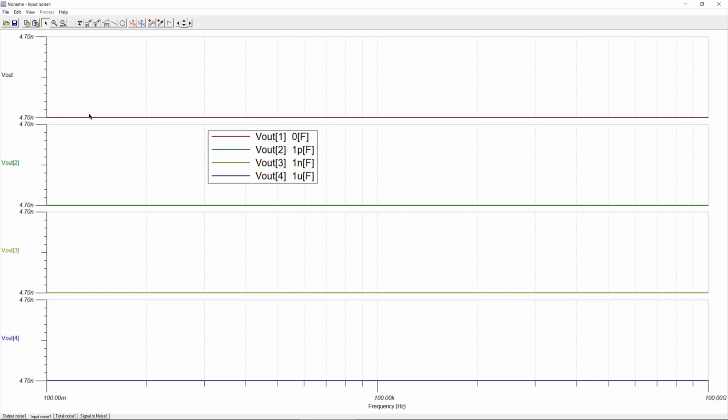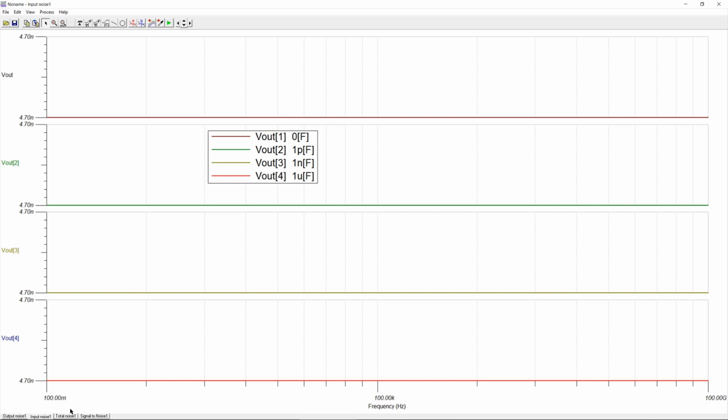So this one 4.7, you will highlight this. You can also see the highlight there for 0 farads. If I now highlight this one for 1 pico, it's still 4.7. For this one, for 1 nano, it's 4.7. And also for the next one, the 1 micro, it's also 4.7. So it's all 4.7 nanovolts per root hertz.